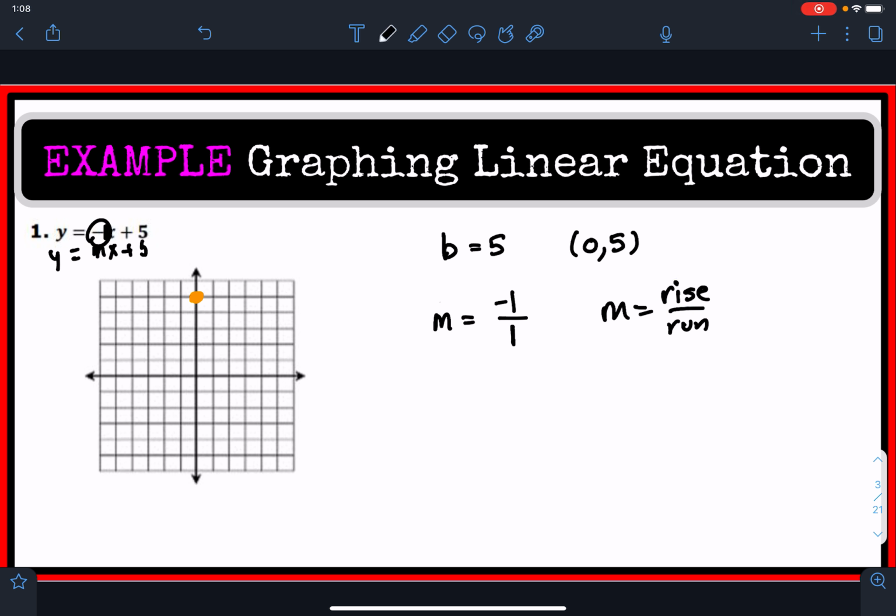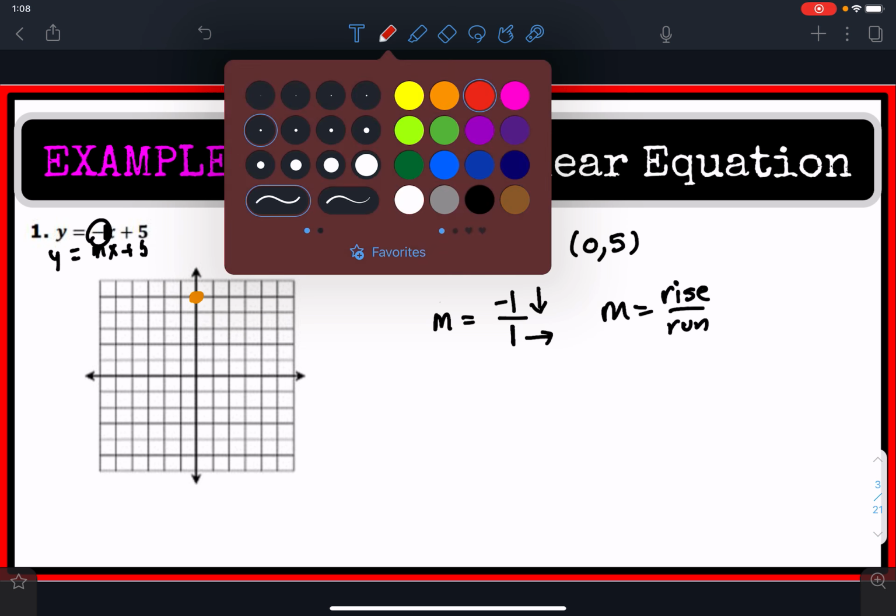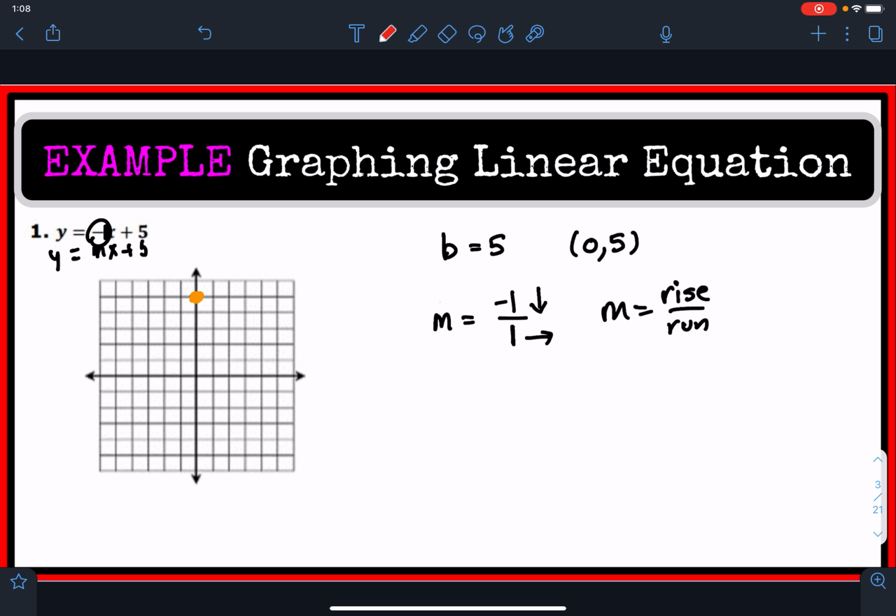With a negative rise, that indicates that we are moving downwards, and a positive run means we're moving to the right. So from this orange point right here, to identify more points on my line, I'm simply going to move down 1 and over 1, and following that pattern, I can identify more points on my line. And then connecting those points, I can draw my line.